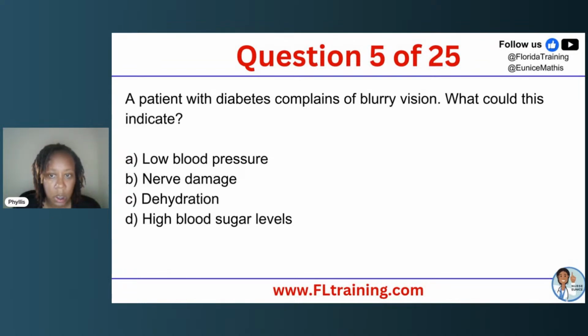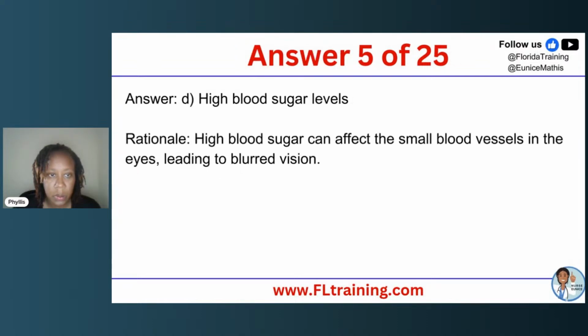All right, let's go ahead and reveal the answer. If you chose D, you are absolutely correct. High blood sugar levels. High blood sugar can affect the small blood vessels in the eyes, leading to blurred vision.